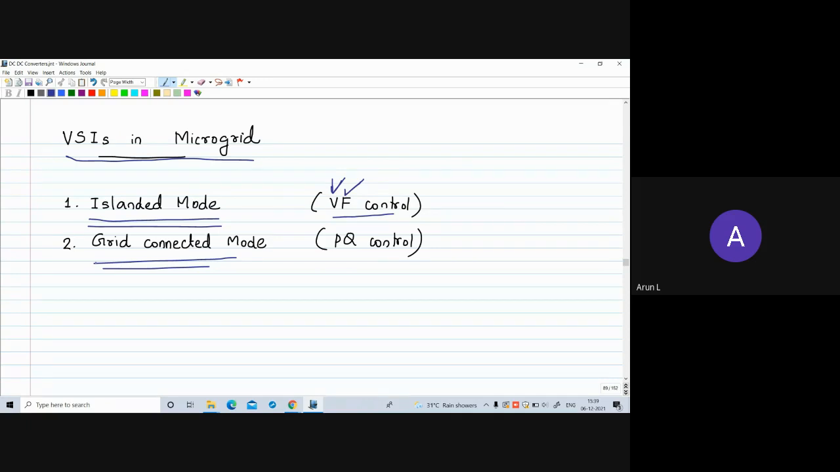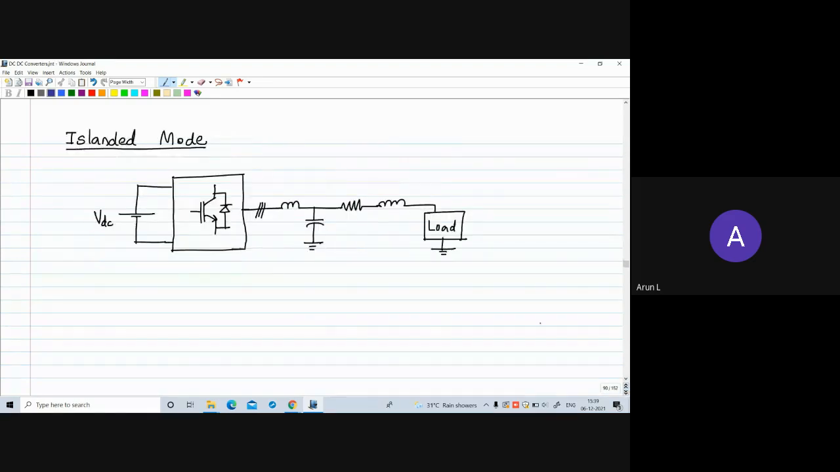Whereas when we integrate a VSI to a grid, in a grid connected mode, grid decides the voltage and frequency values. We can inject active and reactive powers into the grid, or we can absorb active and reactive power from the grid. So in that case, we are controlling P and Q variables. So VSIs have two types of controls, either VF control or PQ control, based on whether they are islanded or grid connected. And in islanded mode, this is the topology.